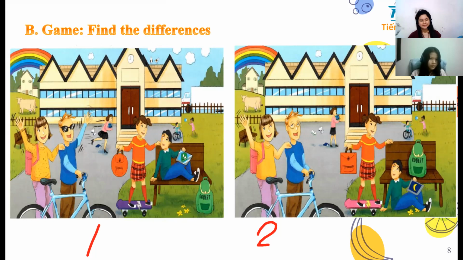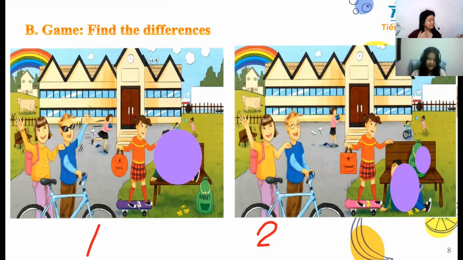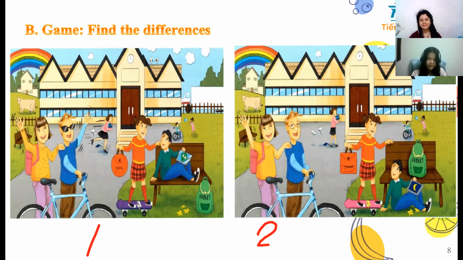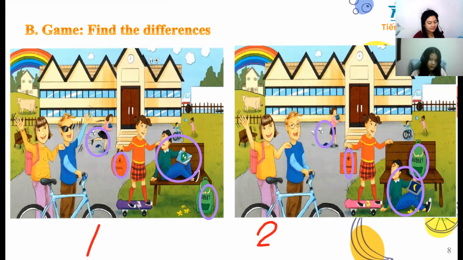What is it? Oh, here, the boy. The book. Wait for me. Yeah, sure. Here, the backpack. The boy. This backpack. This book. The glasses. The hand.